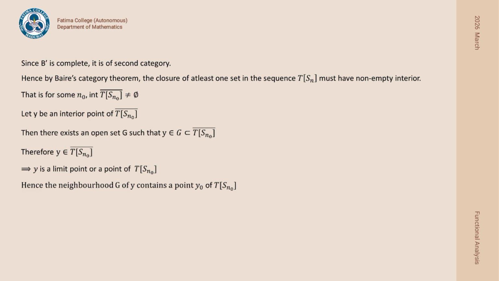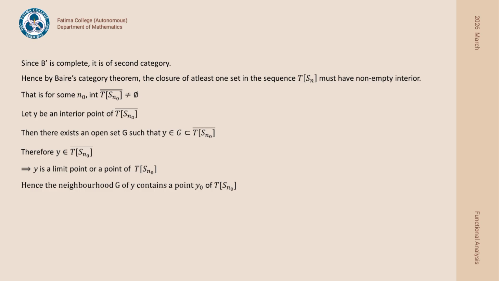We know that A closure is equal to A union D of A. That is, D of A is the limit points of A. So, A closure is A union D of A. As y belongs to T of Sn naught closure, y is a limit point of T of Sn naught or a point of T of Sn naught.